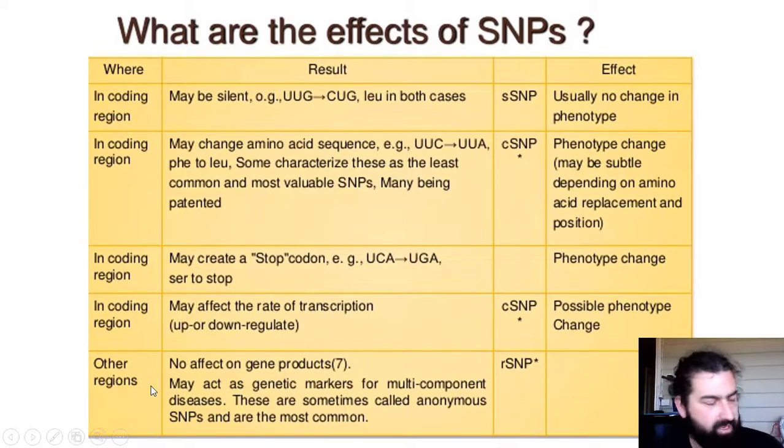Where we have SNPs in non-coding regions, we have no effect on gene products. So it might work as a genetic marker, it might tell us a little bit more about a person's ancestry, but it doesn't actually affect their genetic expression. So the top two are the more likely outcomes if it's in a coding region, and then this bottom one, the most likely of all.